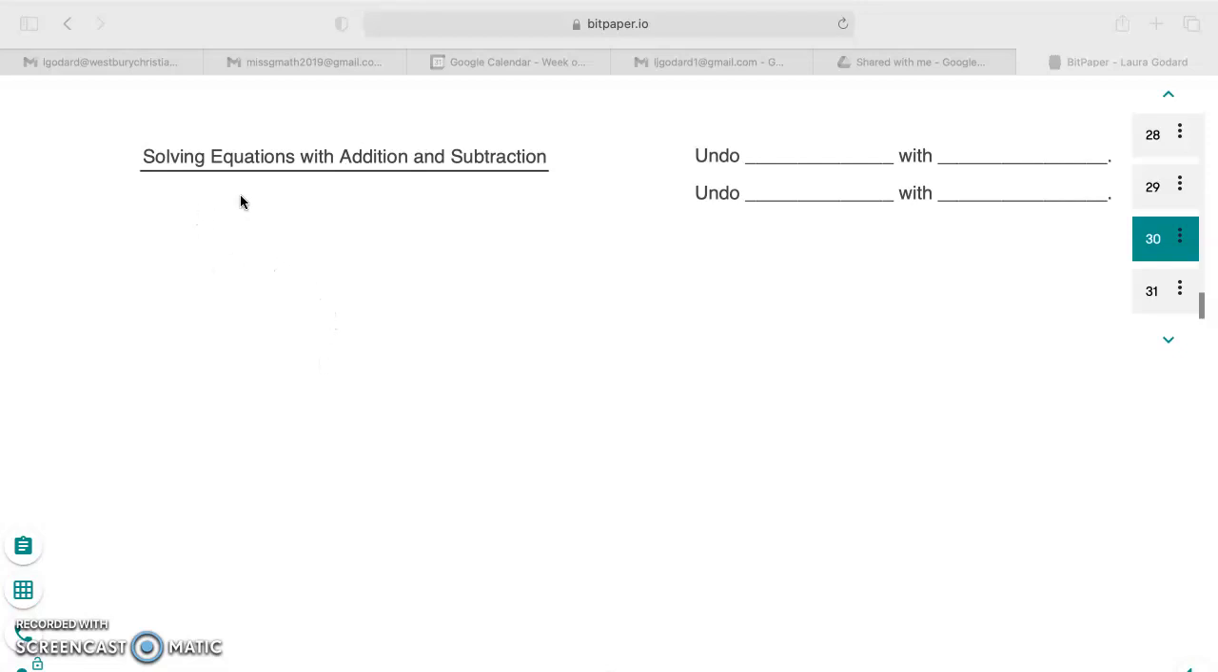We're going to talk about solving equations with addition and subtraction. Here are some examples that you might see: something like x plus 3 equals 45, or something like x minus 12 equals 6.